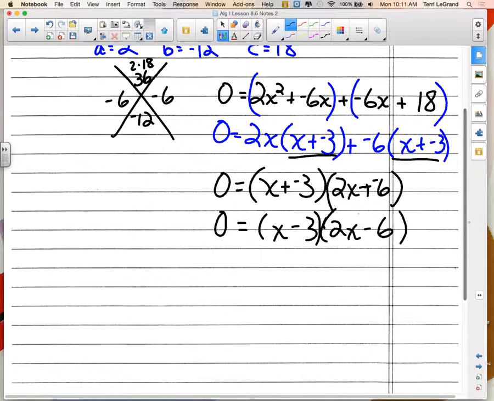So what does that tell us? That there's only one solution. What else does that tell us? That's where the vertex is. What do you mean that's where the vertex is? The vertex is sitting on the x-axis, and that's why there's only one 0, only one solution.